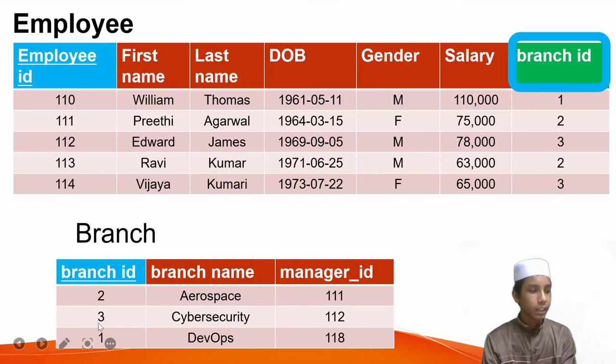Now we have the third one, which is 112. We have 112 and the third branch ID. The salary of the person is 78,000. His gender is male, he was born in 1969, and his name is Edward James. The last one is DevOps, where the manager ID is 118.